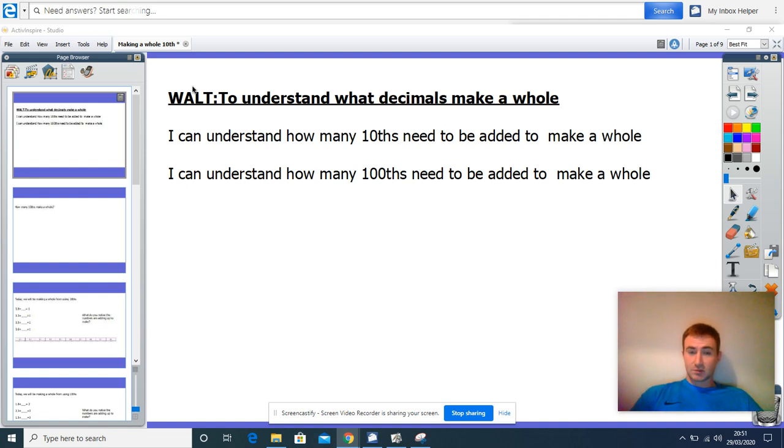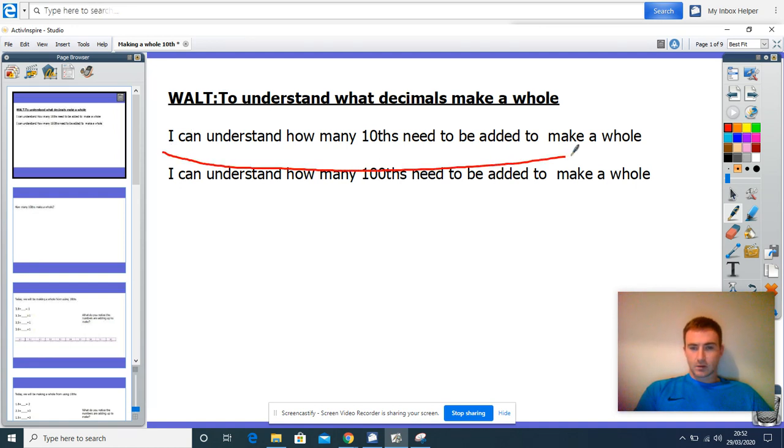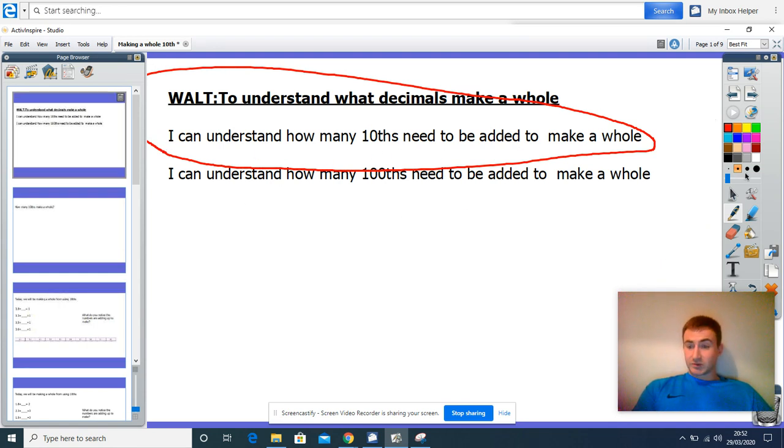Again, we're going to try some new learning today. This is going to be the first part lesson. We are going to understand what decimals make one whole. So the first part, and what we're going to do today, is I can understand how many tenths can be added to make one whole. That lovely circle there is showing you what it is. The second part we'll do tomorrow.